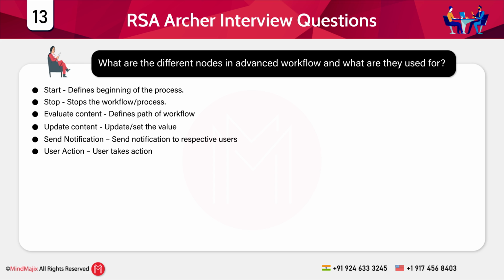Then we have the evaluate content node, which defines the path of the workflow, whether it should follow path A, B, C, or whatever. We have the update content node, which basically helps us to update the value or set the value. With the help of update content, we can reduce writing or making a lot of calculated fields. We can just set the value with the help of update content. Then we have the send notification node, like we have on-demand notifications for advanced workflows. Similarly, we can send the notification to the respective users and notify them. The user action is the buttons which we provide to the end users for them to take action upon.